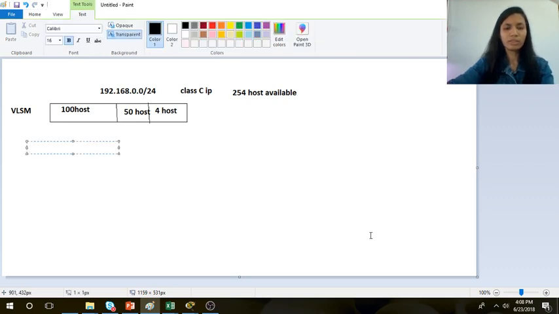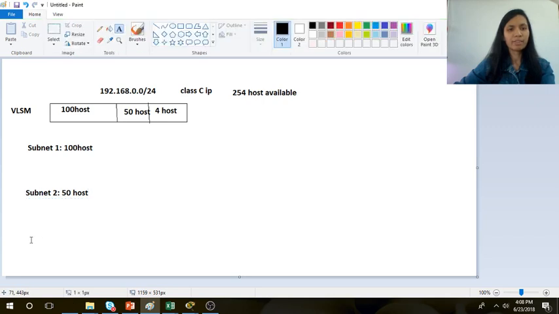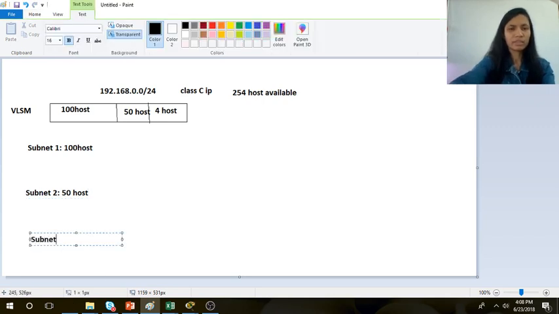So we have got subnet 1, which has got a requirement of 100 hosts. Then I have got subnet 2, which has got a requirement of 50 hosts. And I have got subnet 3, which has got a requirement of 4 hosts.